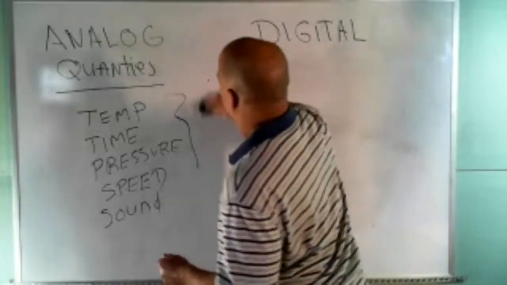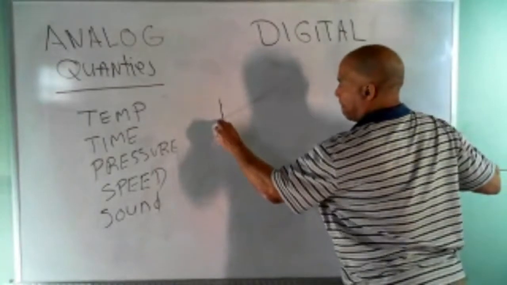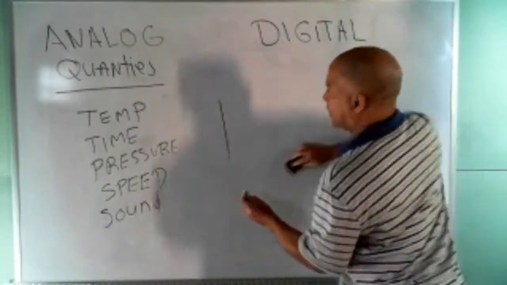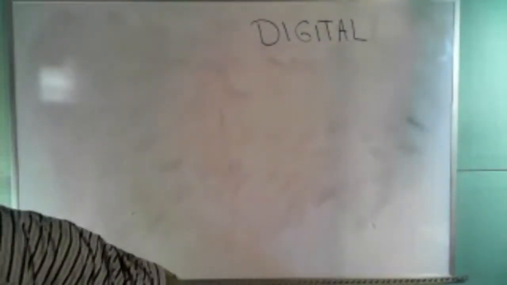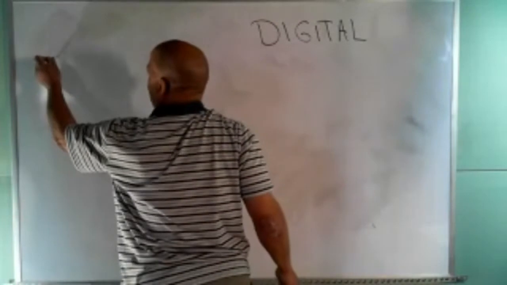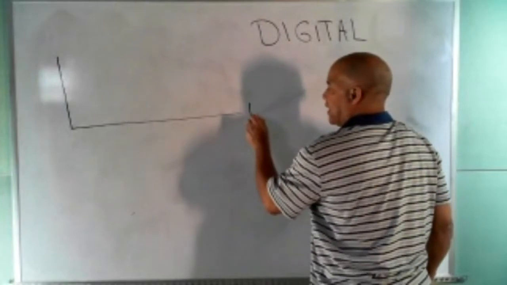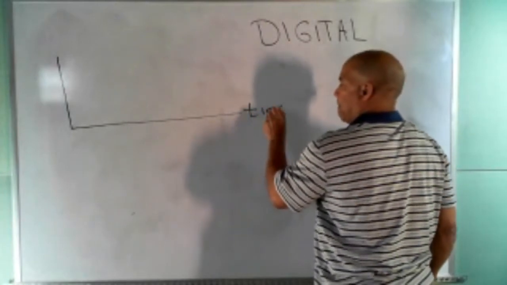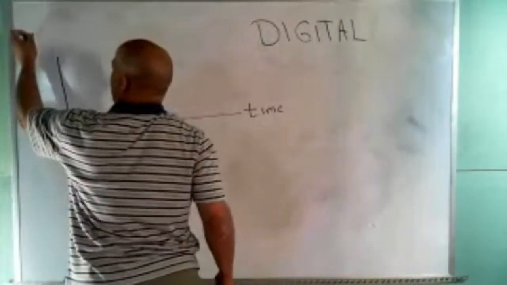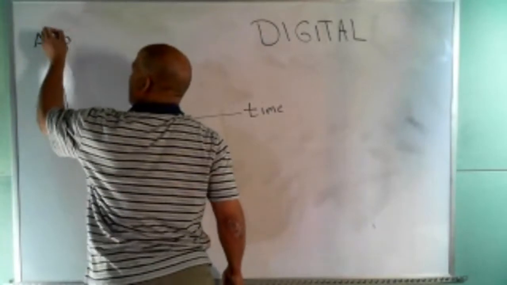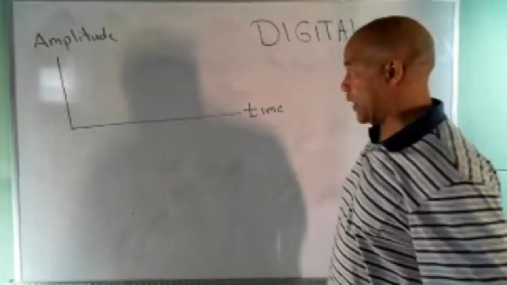So let me go back to my example. It could be temperature or whatever. Say we had some kind of transducer. So maybe I have time on this axis. It could be temperature, it could be pressure, it could be whatever, I'm just going to put amplitude. The amplitude is just the amount of voltage or current produced by the transducer.